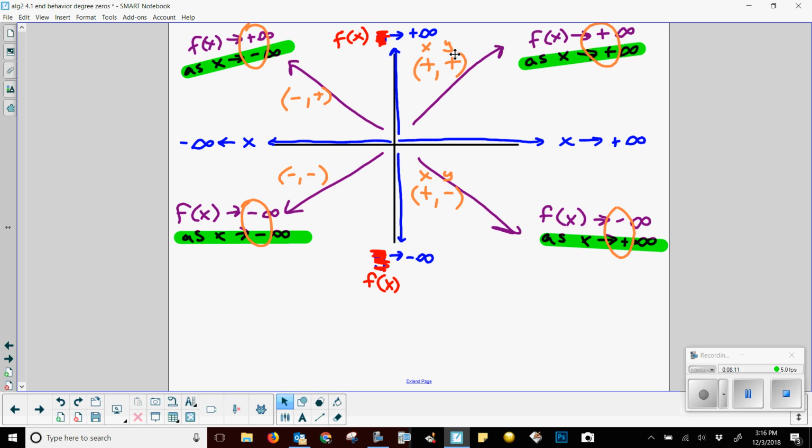These signs match up. X is positive, Y is positive. X is positive, Y is negative, but we don't say Y, we say f of x. Negative, negative, and negative, positive. Just make sure things aren't backwards, because if you say this is negative and this is positive, well, you're actually talking about this one down here. And so you just got to be careful.